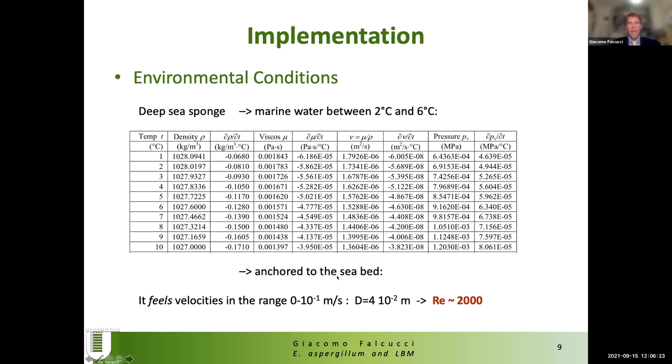The sponge is anchored to the seabed, so it prolongs from the seabed, and it is immersed in what is basically the boundary layer of the deep ocean. And it experiences flow velocities, which fortunately have been charted, luckily for us, in the range of 0 to 10^-1 meter per second. This is the order of magnitude of the velocities in the first 30, 40 centimeters above the seabed.